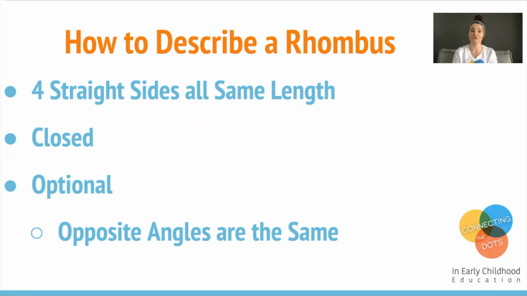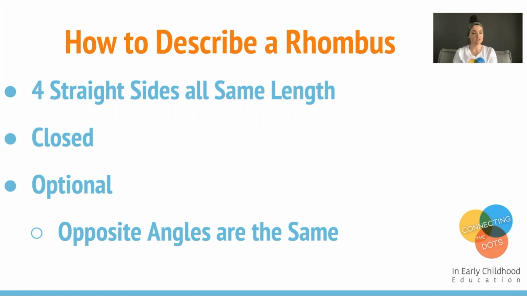We also want them to know that a rhombus has to be closed. Like all shapes, there can be no holes. And optionally, you may want to teach children that the opposite angles of the rhombus are the same. Again, the opposite angles of the rhombus are the same.